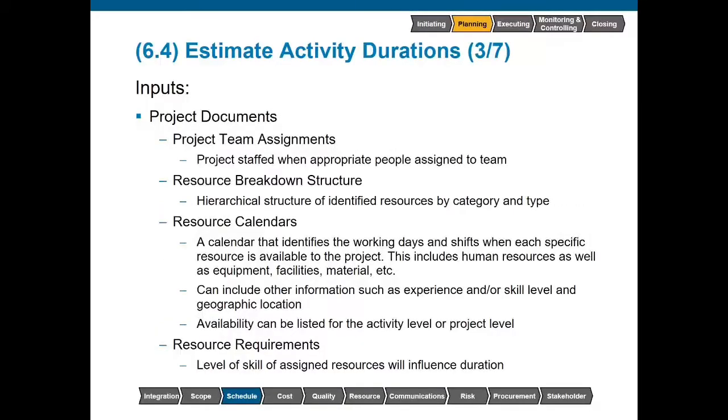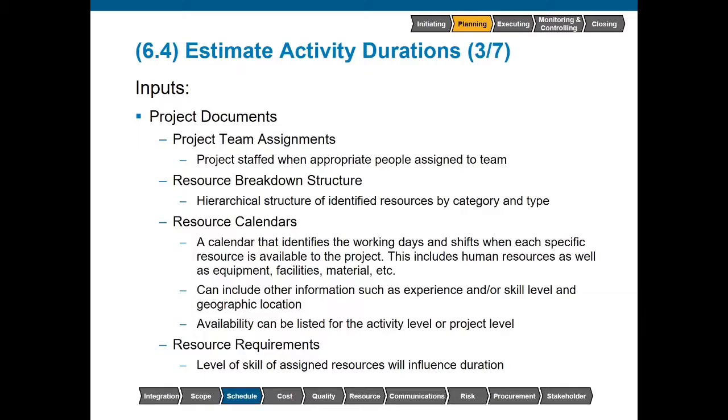Inputs into this process include our project documents as we look at our team assignments. So what staff do we have available? We have our resource breakdown structure. So again, anytime we see the words breakdown structure, we know we are dealing with a tree diagram, which is going to be a hierarchical structure of identified resources by category and type.